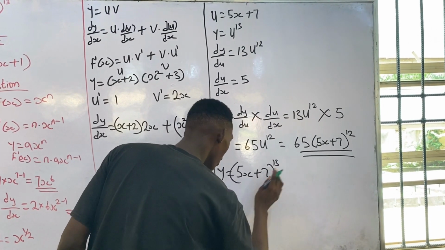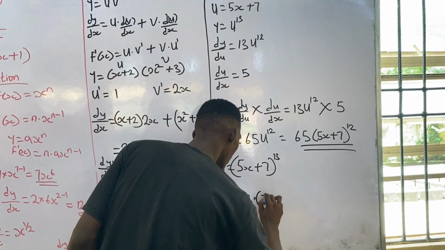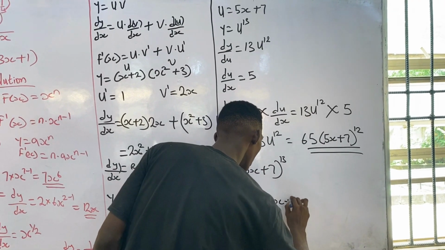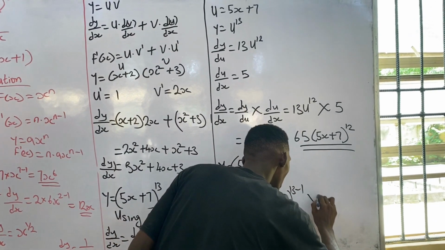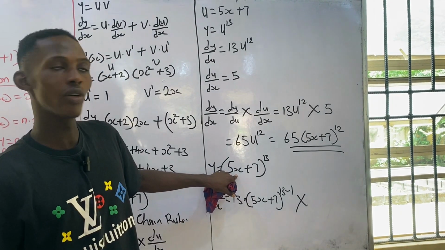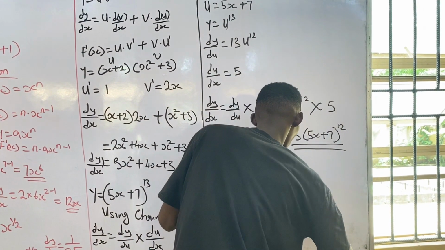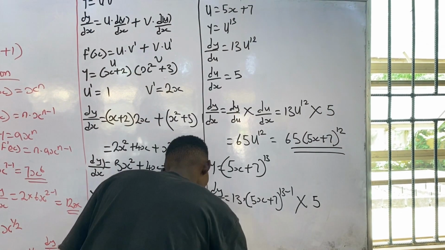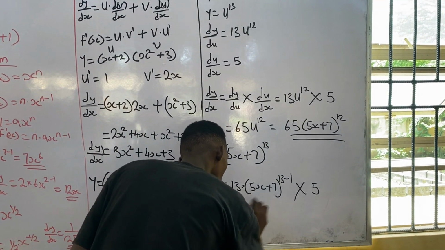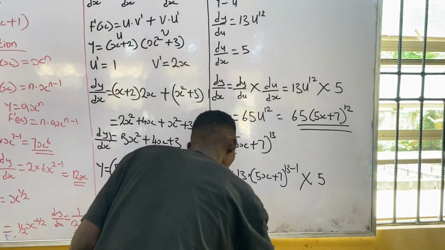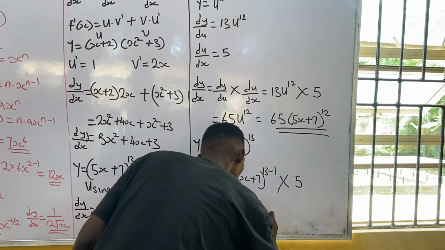13, right? 13 times the whole of this, (5x + 7) to the power 13 minus 1. Then you now multiply it by what? The derivative of the core value, which is what? 5x plus 7. And that will give us 5. Therefore, can I say that our dy over dx is equals to 13 times 5, which is 65, in bracket (5x + 7) to the power 12.